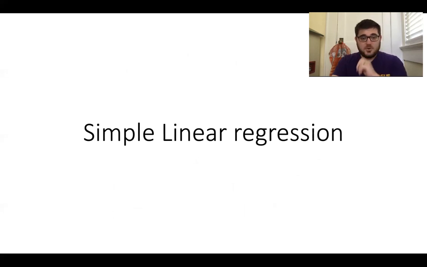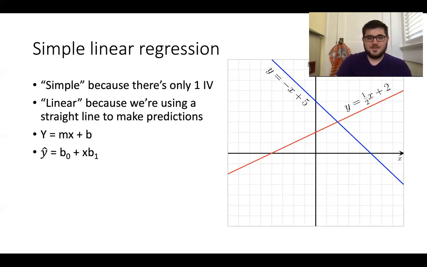I'm going to quickly go over simple linear regression, because simple linear regression is basically exactly like correlation, except instead of quantifying the degree to which two variables are related, you're also using one variable to predict the other. And this is done by using a straight line.